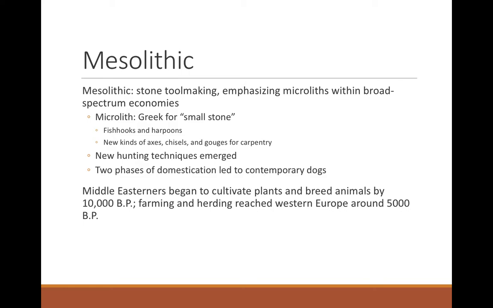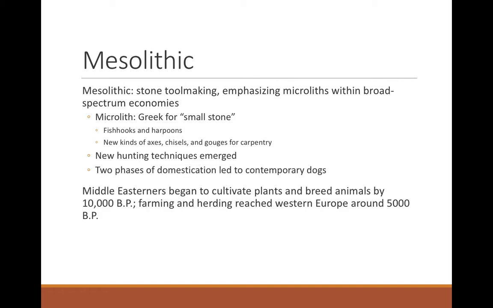So we end up with fish hooks, harpoons. We develop axes, chisels, gouges for carpentry. There's another tool that's made of these microliths that is kind of a curved wooden handle that has not quite a hook at the end, but certainly curves around, and then you embed small blades in it. This is kind of the origins of the scythe. The scythe is used to harvest wild grains like wheat, barley, oats, etc.